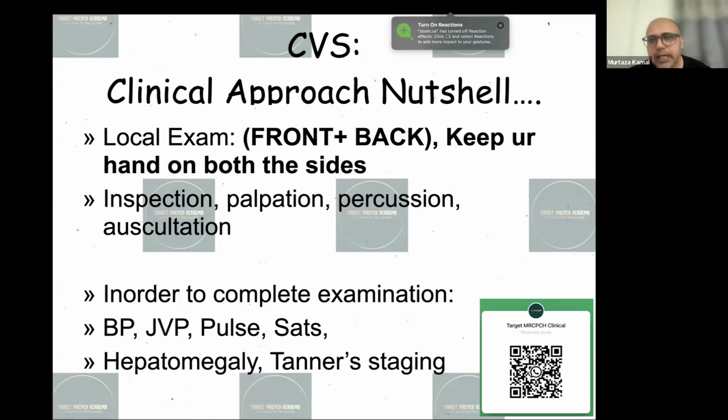Go systematically from inspection, palpation, percussion, and auscultation. Do it simultaneously. And before finishing, you have to say certain things. In CVS, we normally say, in order to complete our examination, we would like to check the blood pressures, JVP, pulse, saturations in all four limbs, and any hepatomegaly, if you have time. And if the child is in the pubertal age group, you have to tell about the Tanner staging. So this is the basic gist, a summary of how to go about the CVS examination. I think things are clearer as of now.